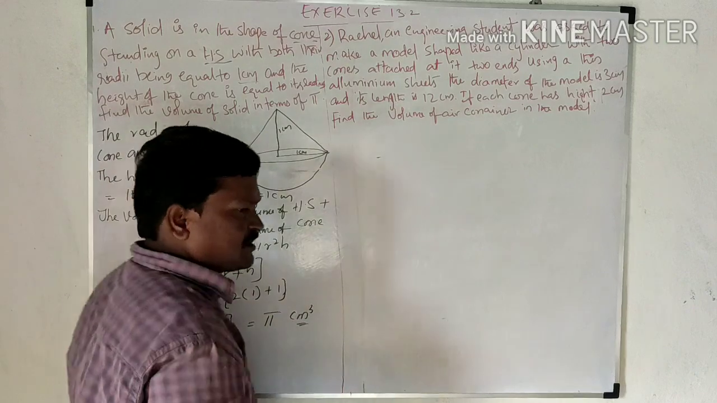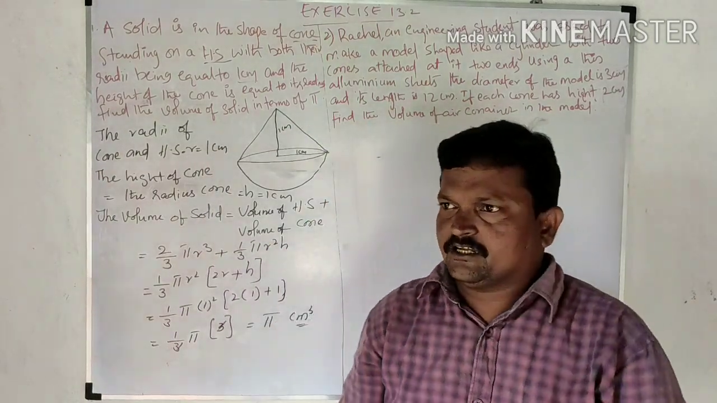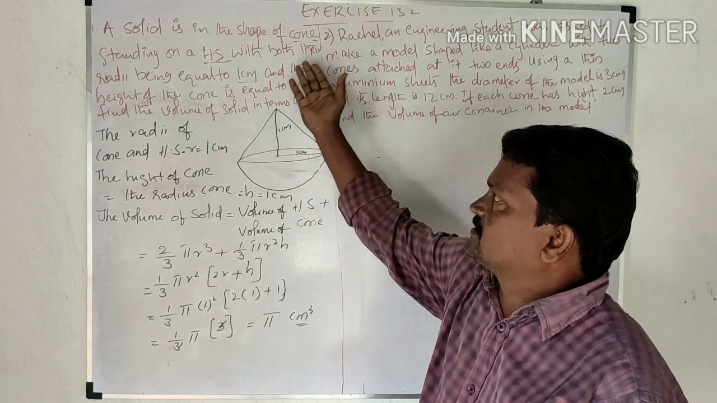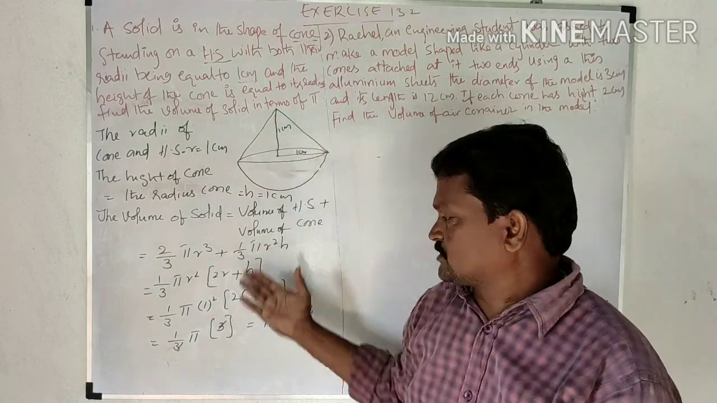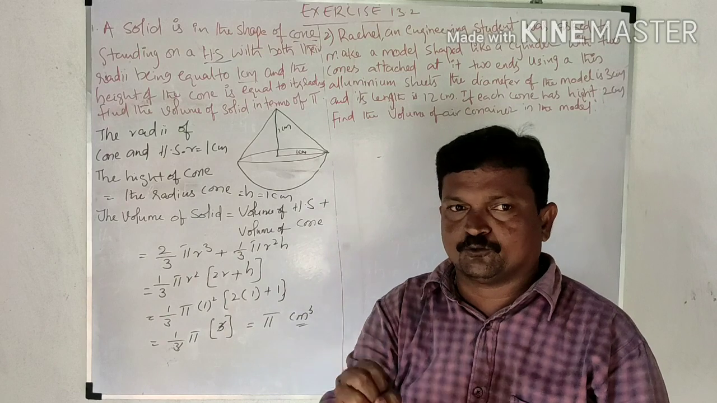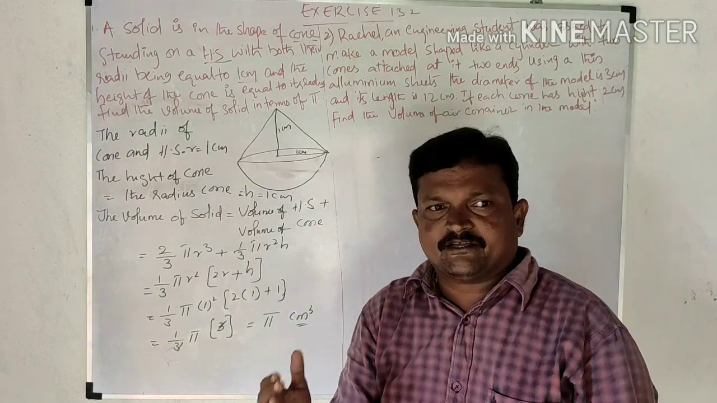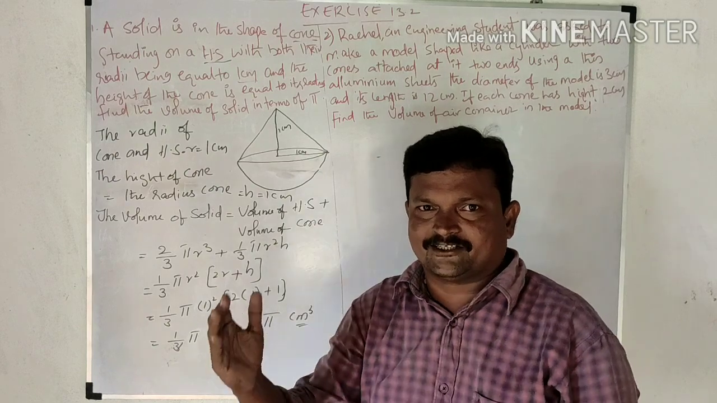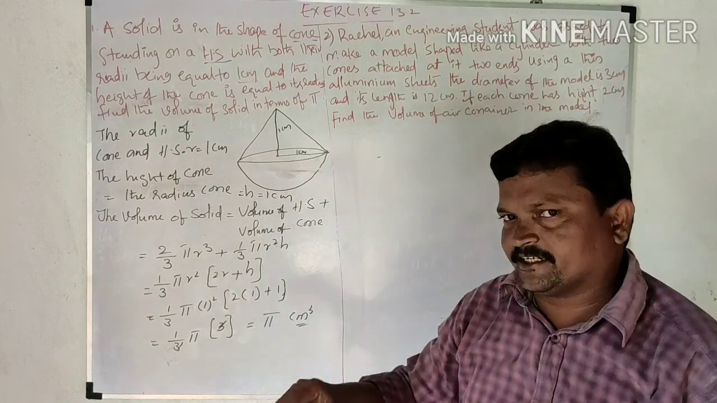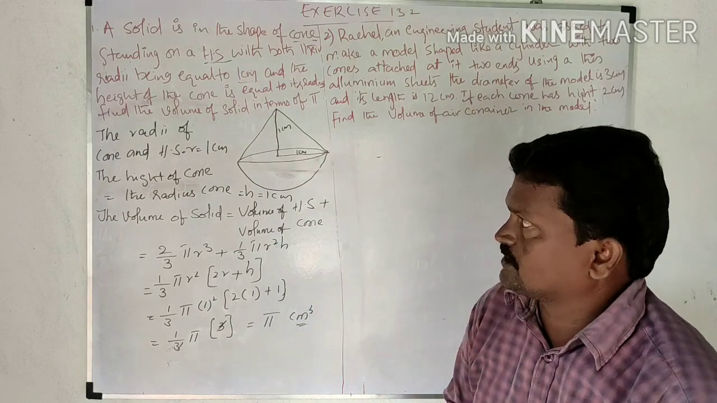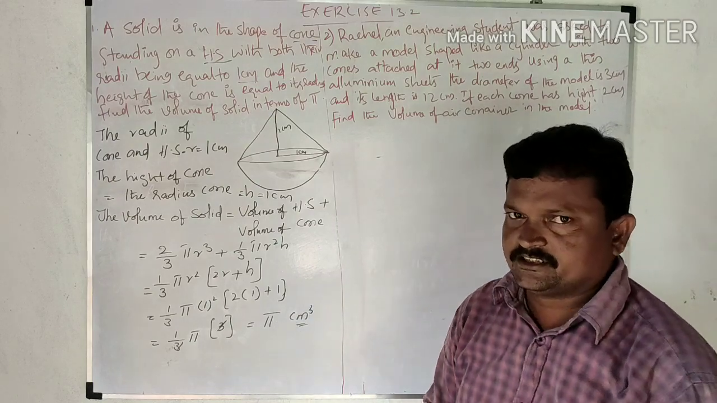This unit is also very important. For the areas we take centimeter squares. Here radius and height are given in centimeters, that's why I am taking centimeter cubes. Why? Volume means it is the combination of 3 dimensions: length, breadth, height. So centimeter into centimeter into centimeter becomes centimeter cubes. Okay, this is the first problem, a very easy problem.